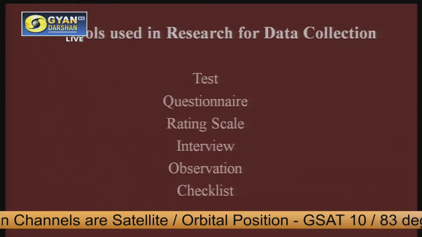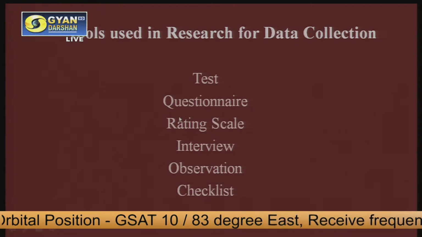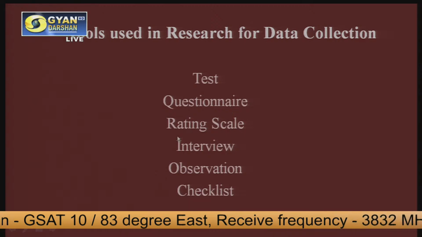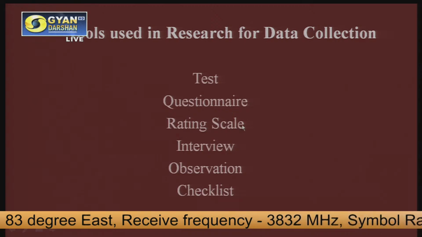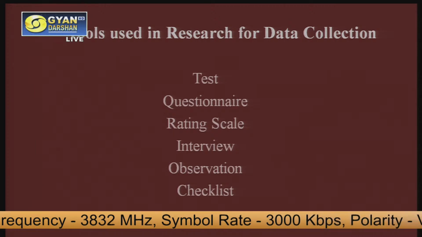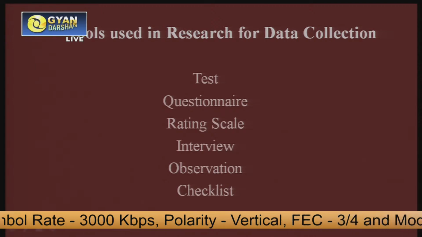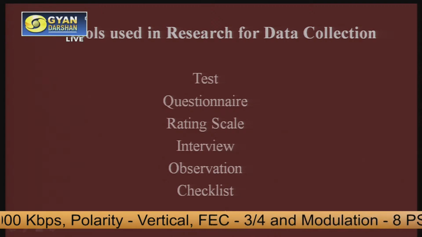Now friends, let us come forward to discuss the different types of tools that we use in research for data collection. Mostly we use a type of test. We also use the questionnaire. We also use the rating scale. We also use the interview schedule, then the observation schedule, and we also use a type of checklist for our research.